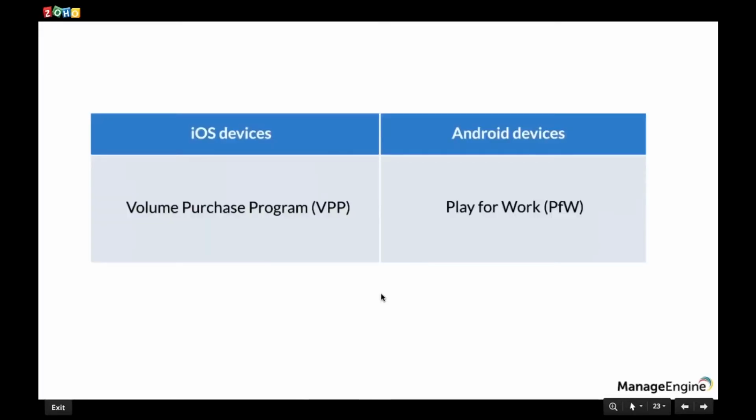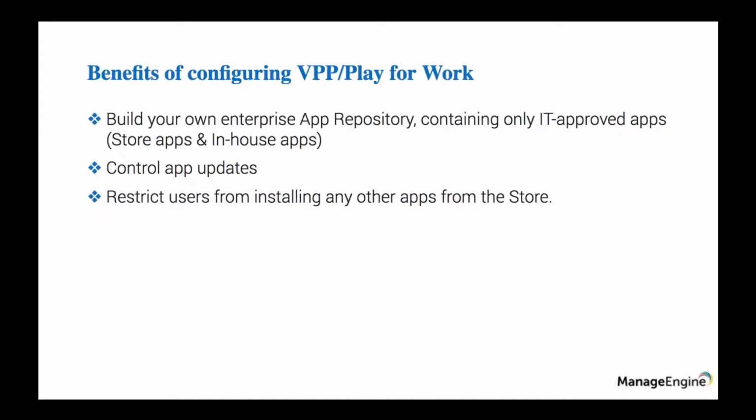So for the case of iOS devices, we will be using the Volume Purchase Program or VPP to automate our app installation. Whereas in the case of Android devices, we make use of Play for Work. So apart from app installation, what are the added benefits of configuring these two portals? The first thing is that it allows us to build our own app repository. This app repository contains only the IT approved apps, which can be both the store apps as well as enterprise apps. Additionally, we can control our app updates and also restrict users from installing any other apps from the store.